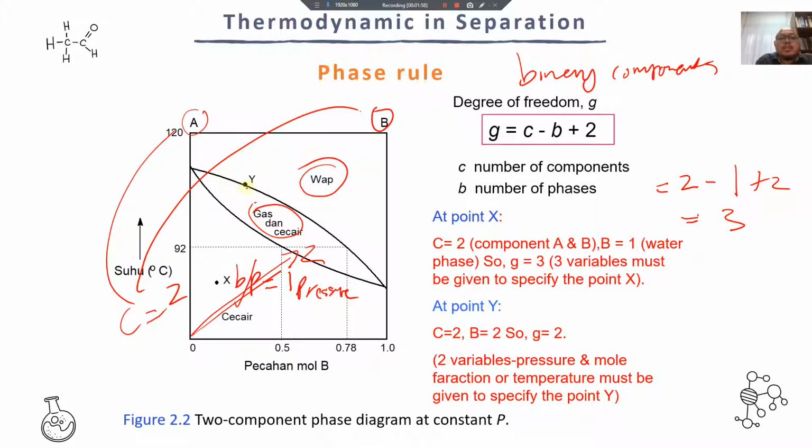For example, if you change the temperature, you need to be willing to accept whatever fraction is determined over there. But if you use this particular fraction of mole, then you need to accept whatever value of the temperature given to you during the experiment or during the separation. So that's how we calculate the phase rule in the case of a binary system, a 2 component system, right?